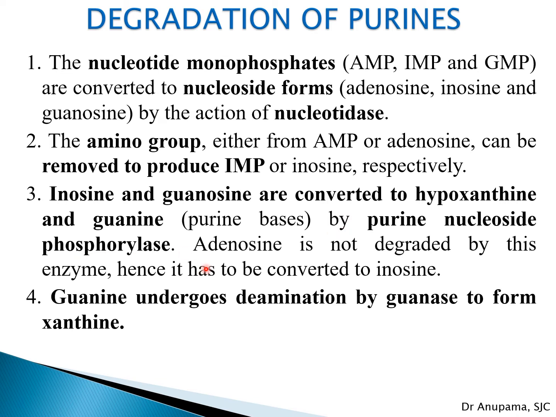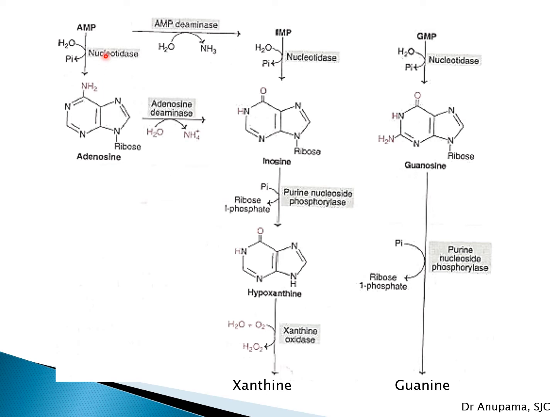Adenosine is not degraded by this enzyme, hence again that has to be converted to inosine. And guanine undergoes deamination by guanase to form xanthine. That is what we'll study here. AMP loses its phosphate to produce adenosine, which again undergoes deamination to result in inosine.